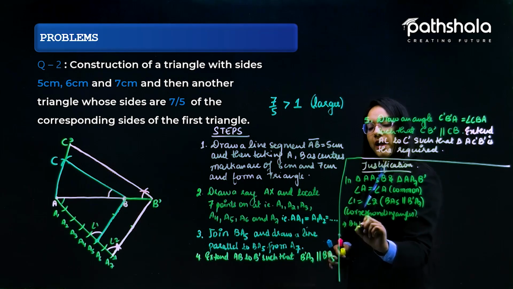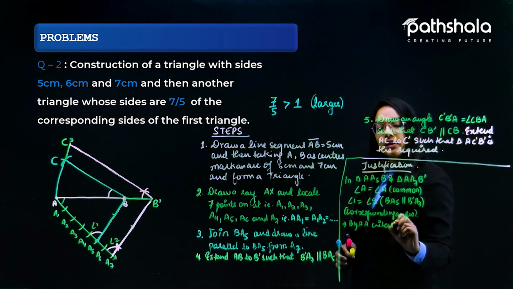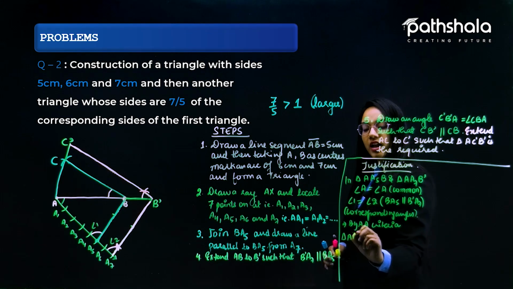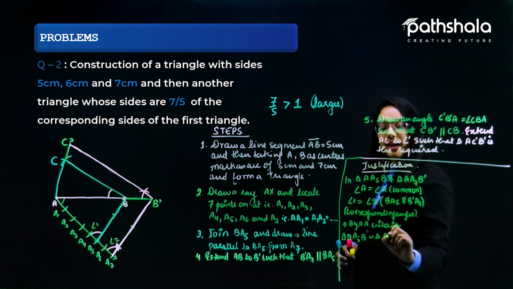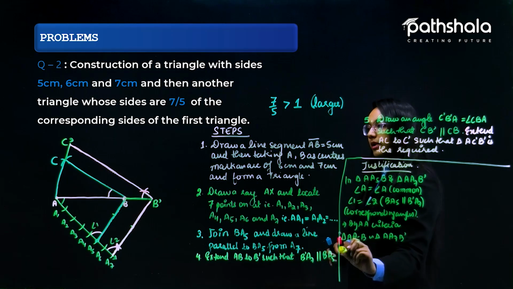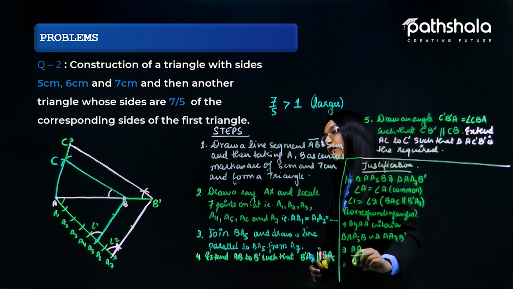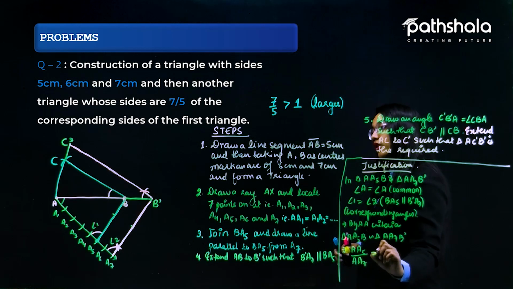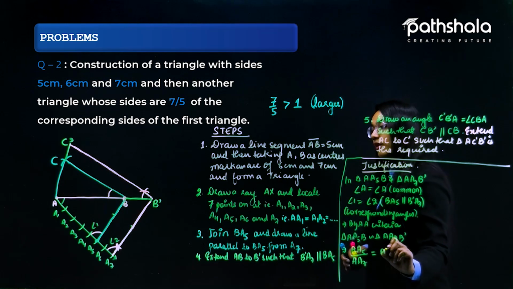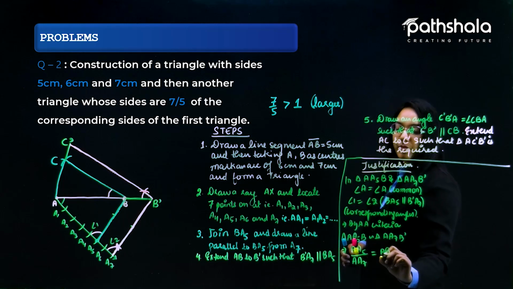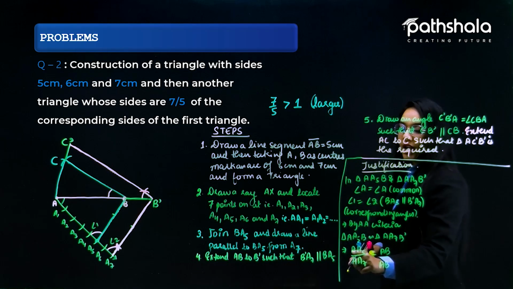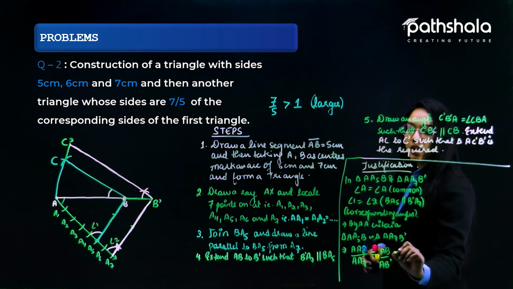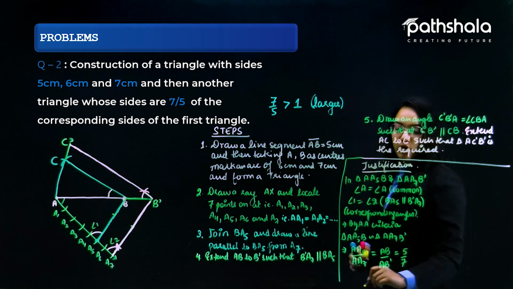It implies that by the angle criteria, the triangle AA5B should be similar to the triangle AA7B dash. That would imply that AA5 by AA7 is equal to AB by AB dash. We know that AA5 by AA7 is actually of the form 5 by 7.